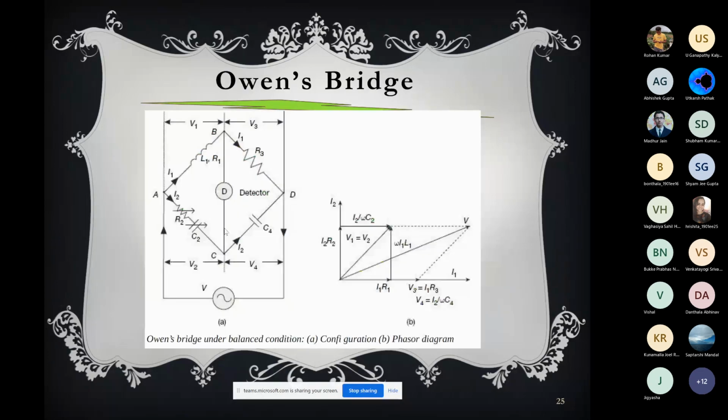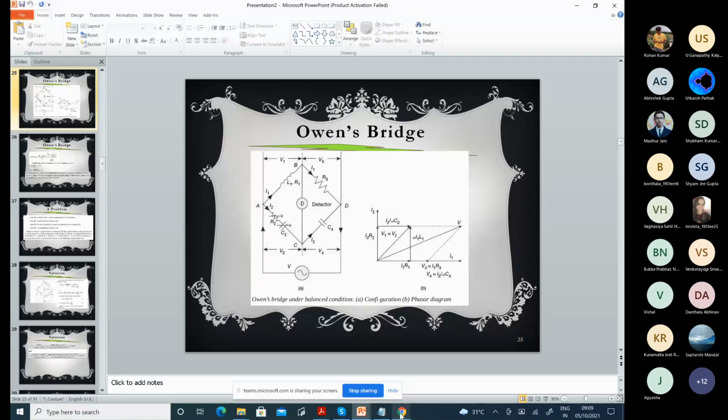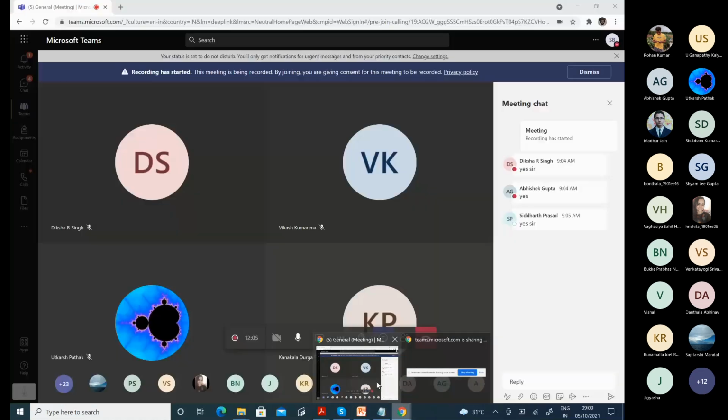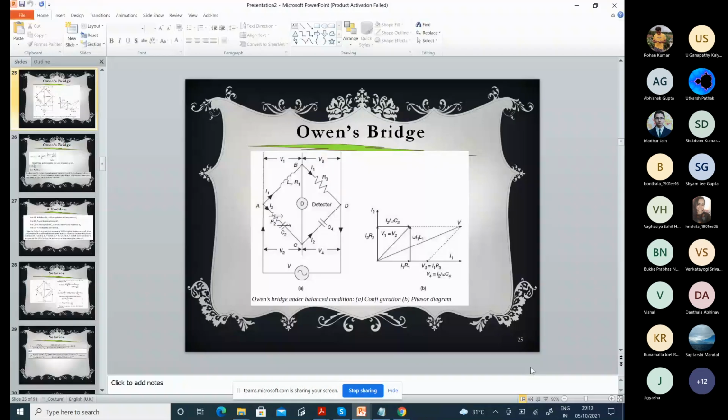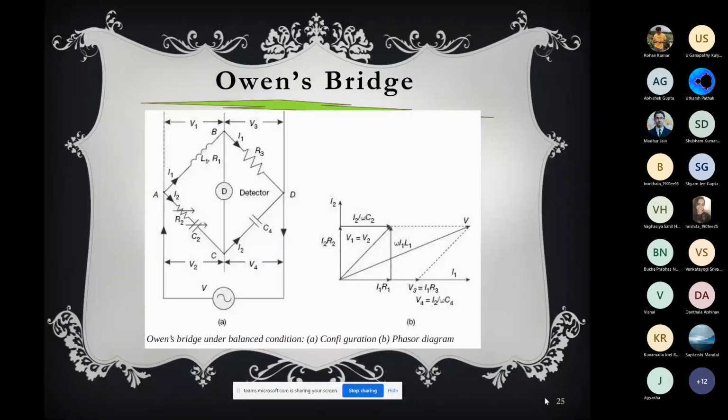Now we'll go to another bridge, the Owen bridge. Hope you could understand. So now let's go through the Owen bridge. If you see the Owen bridge, it consists of four arms. There are no extra arms.